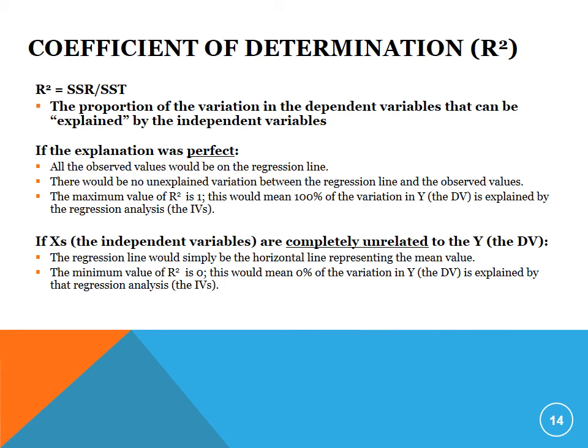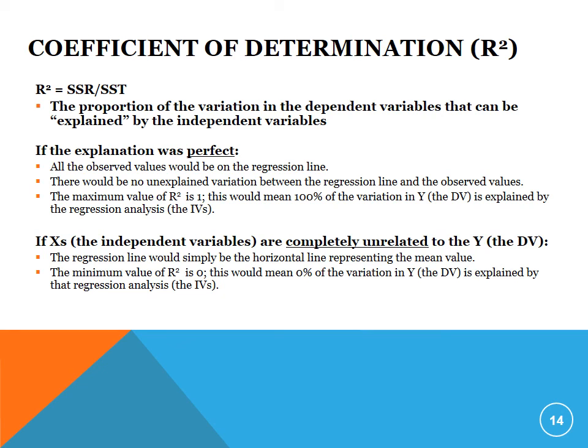All right. So again, our equation is here. We see that R squared equals SSR over SST. In one of the slides, we looked at SSR and SST in one table. In another table, we were able to just go straight to R squared and see that value. Either way you look at it, you see the same results. Now some review from earlier slides. If the explanation was perfect, all of the observed values would be on the regression line. There would be no unexplained variation between the regression line and the observed values. And finally, the maximum value of R squared would be 1 or 100%.